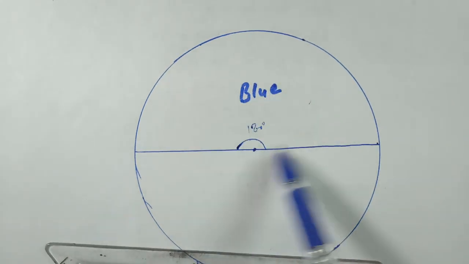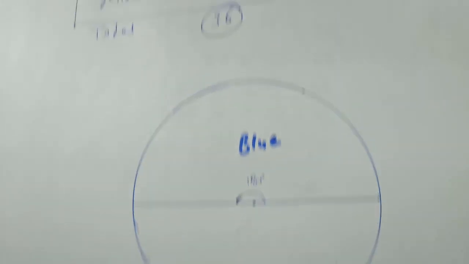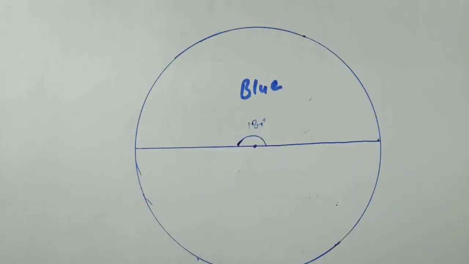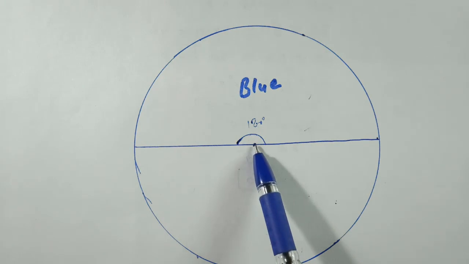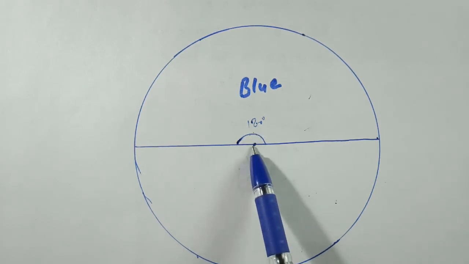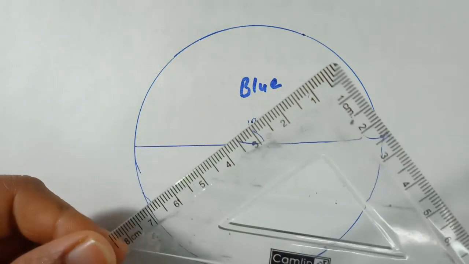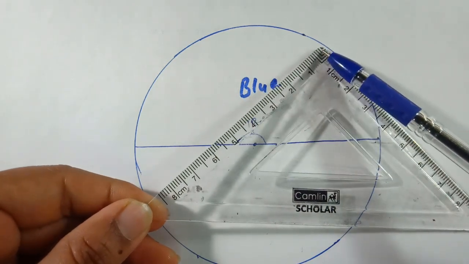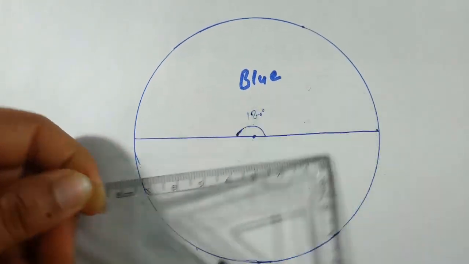Now we have marked the part of blue color. Which part is left? The lower one. For green, what is the angle? 90 degrees. We are going to mark 90 degrees over here. We know that 90 degrees is half of 180 degrees. Above is 180 degrees and below is also 180 degrees. So we can use the set square, or you can also use the D. I am using the set square. In the set square the vertical angle is 90 degrees.